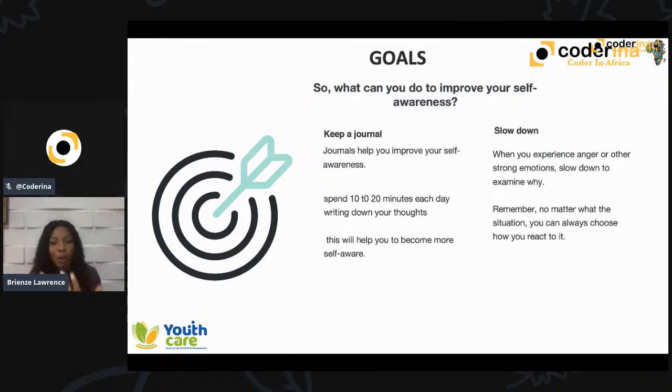So what would help you to do some of this, to develop your self-awareness? The first thing you would do is keep a journal. If you already keep a journal, fantastic, well done. But if you don't already have one, go get one. Get a journal today, get a journal tomorrow, because it will help you improve your self-awareness. Spend 10 to 20 minutes each day writing down your thoughts. Anything. It could be anything.